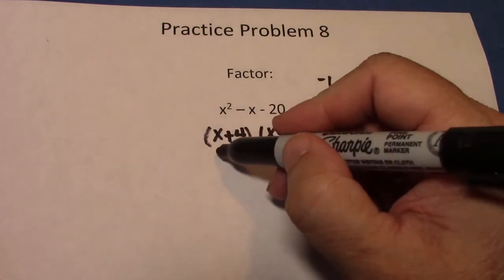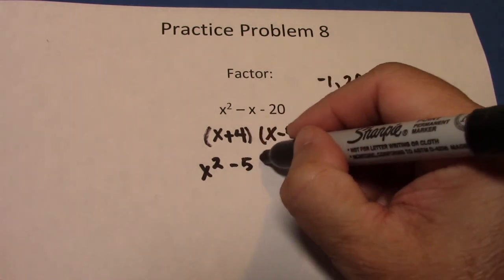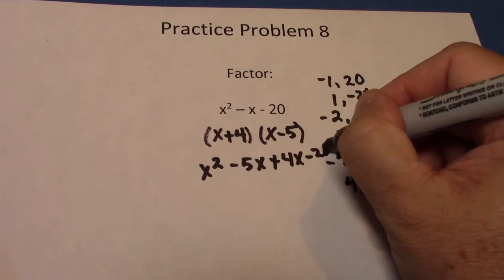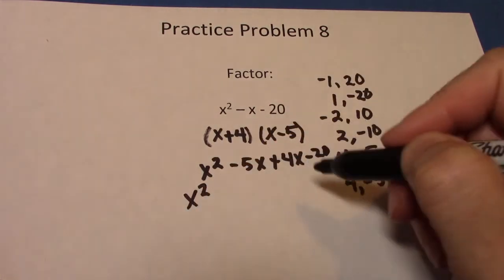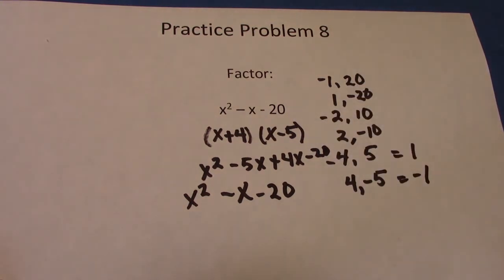To double check, x times x is x squared, outer minus 5x, inner plus 4x, and last minus 20. When we combine our like terms, we're back to where we started from.